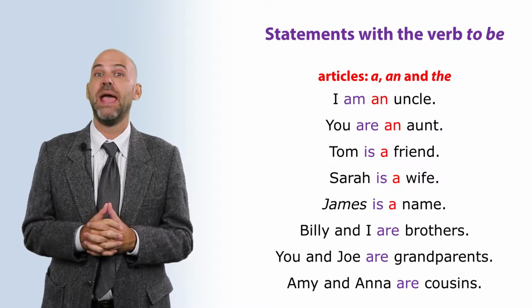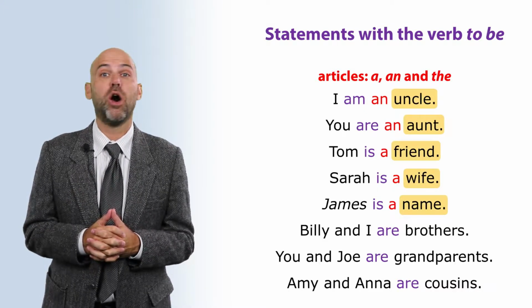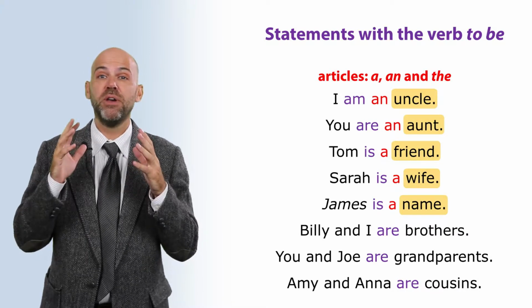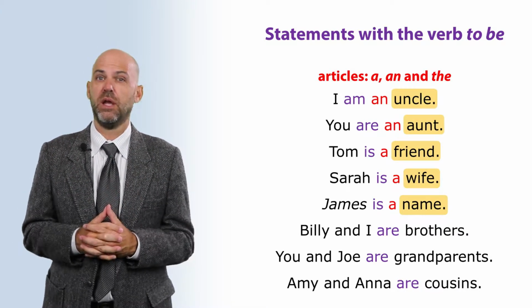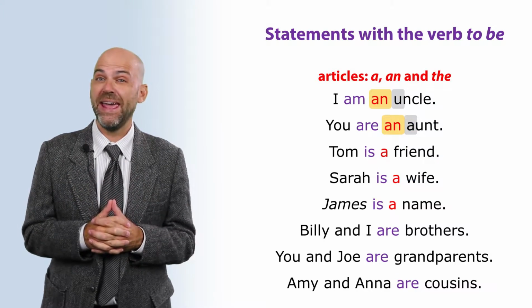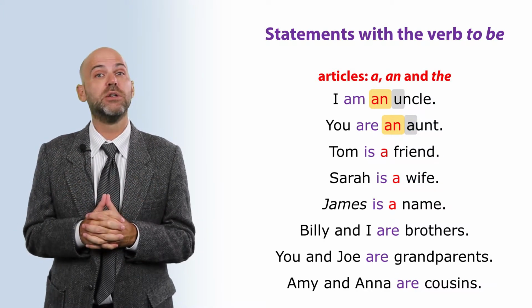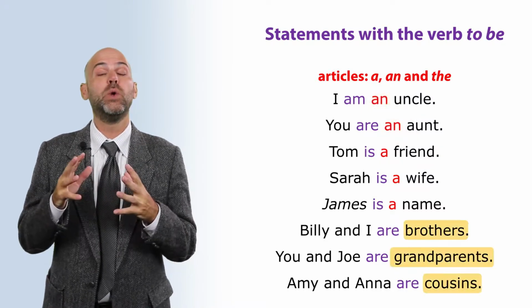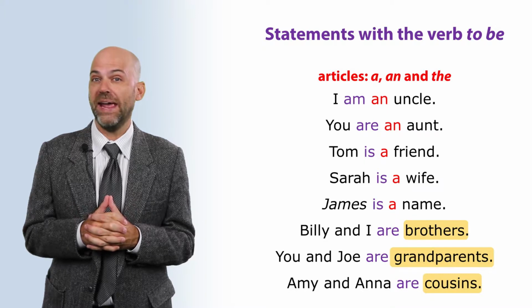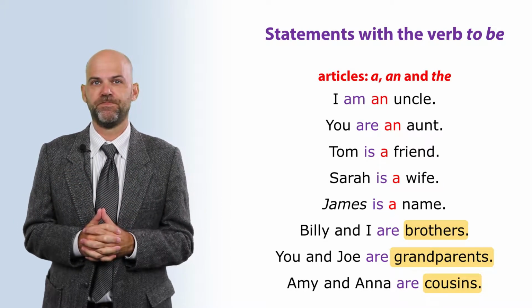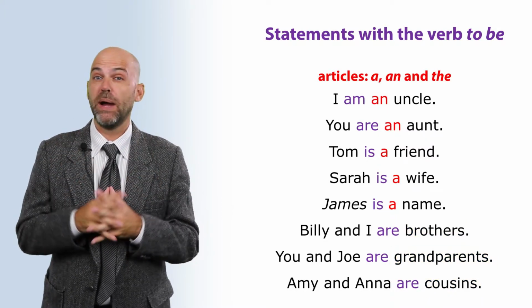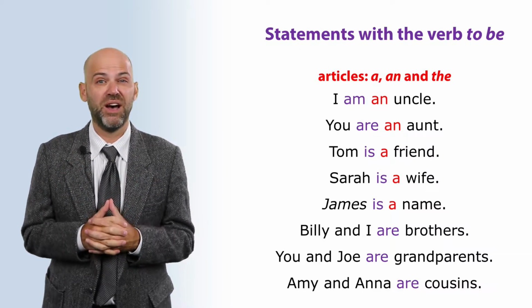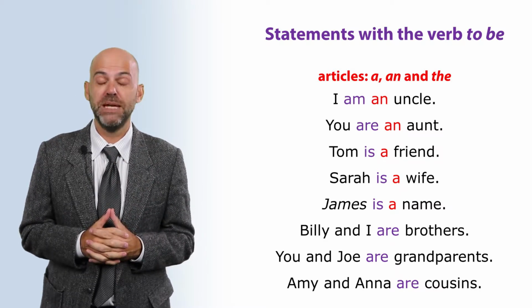Great job. A and an are used to introduce singular nouns that are not specific. We use the article an if the singular noun starts with a vowel or a silent H. We do not use a or an with plural nouns. Let's write these statements using subject pronouns and the article the. Repeat after me.